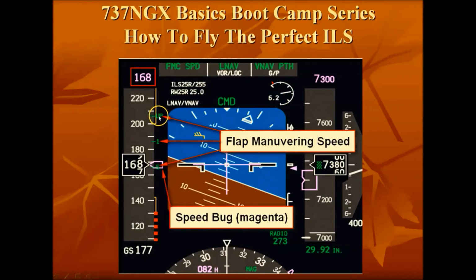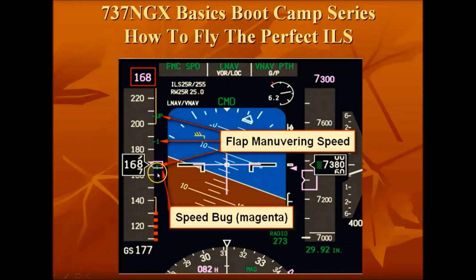And so here's for flaps up. It's about, looks like 206. For flaps one, that maneuvering speed looks like 180. Looks like that might be 186, maybe. And for flaps five, we've got this magenta symbol here. That is the speed bug, and it gets repeated digitally up here, 168.